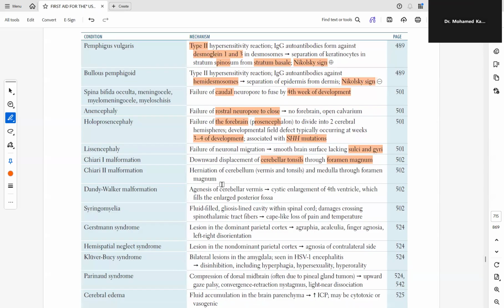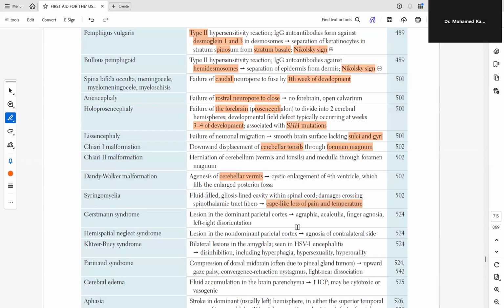Dandy-Walker malformation, agenesis of cerebellar vermis, leads to cystic enlargement of the fourth ventricle, which fills the enlarged posterior fossa. Syringomyelia, fluid-filled gliosis-lined cavity within the spinal cord, damage to crossing spinothalamic tract fibers, leads to cape-like loss of pain and temperature.